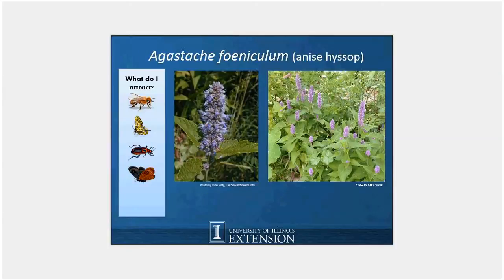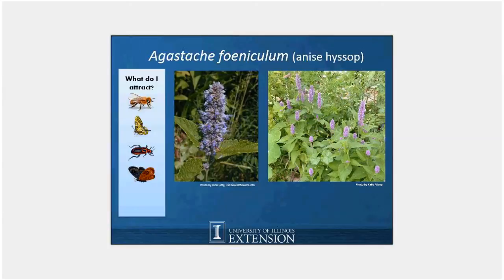The next plant is Anise hyssop. Now this is one of the most underutilized plants that I personally think in the landscape, and it really should be used more often. And the reason why is because you will have blooms for such a long period of time. It flowers mid to late summer.